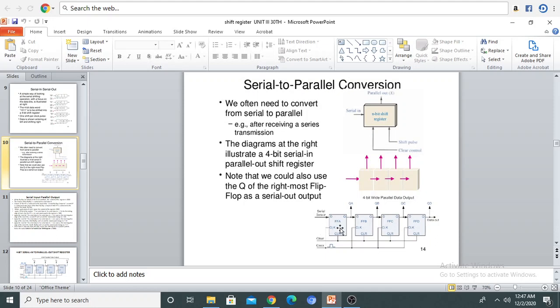In this, the output of the first flip-flop is connected to the input of the second flip-flop. The output of the second flip-flop is connected to the input of the third flip-flop. The output of the third flip-flop is connected to the input of the fourth flip-flop. Clock is applied to all the flip-flops. By using clear, you can clear all the flip-flops.